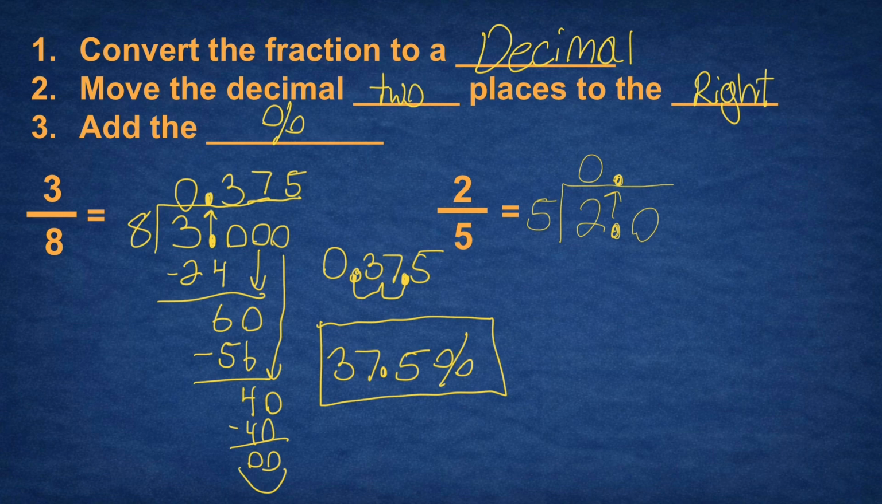5 can go into 20 now 4 times. 5 times 4 is 20. We subtract, and we have a remainder of 0. So our decimal for 2/5 is 0.4.